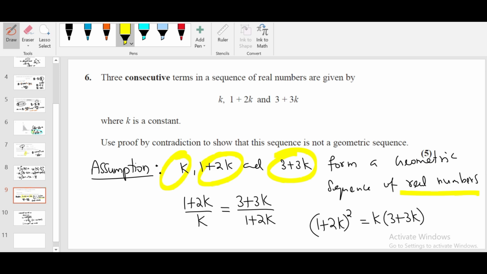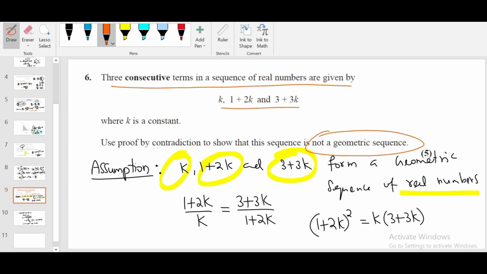So you need to write the 3 steps at the end, the concluding steps. What you need to write? You need to write this contradicts the assumption that these 3 terms form a geometric sequence of real numbers. Therefore the assumption is wrong. And then finally you need to write 3 consecutive terms in the real numbers given by this are not part of a geometric sequence, or they don't form a geometric sequence. You need to write the concluding statement, otherwise you will lose marks. That's all.